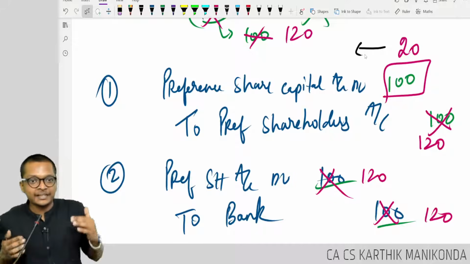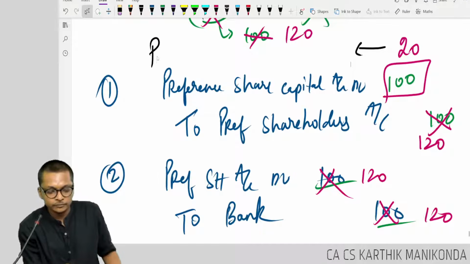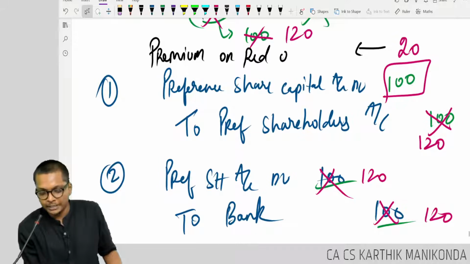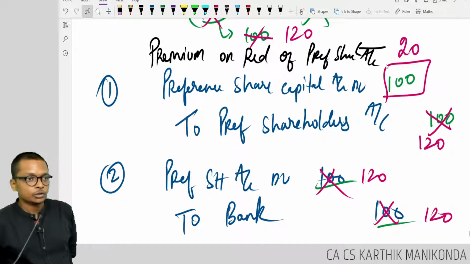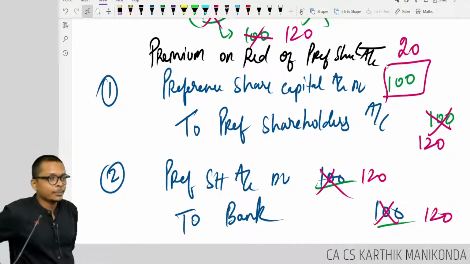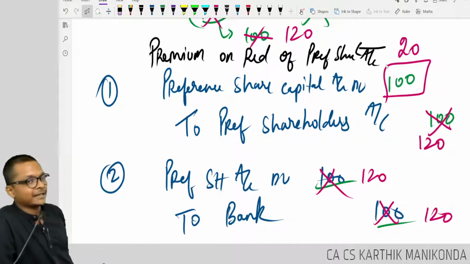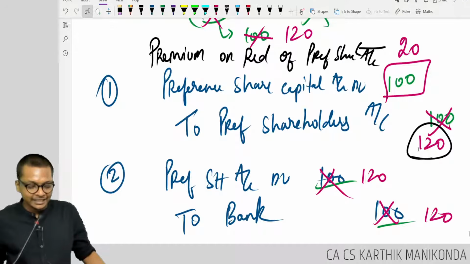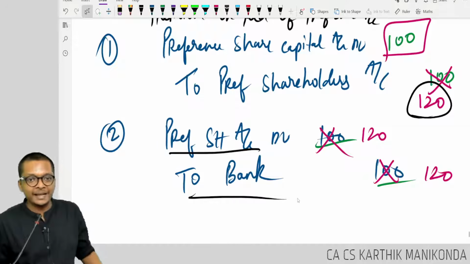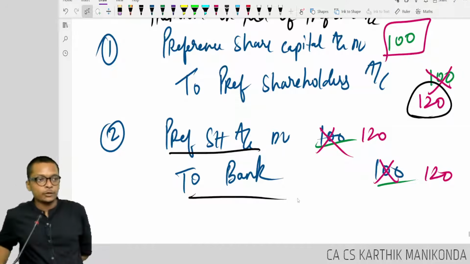So I will create one dummy temporary account called premium on redemption of preference shares account. Are you following, guys? So how is the first entry going to look? Premium on redemption of preference shares account debit 20. Preference share capital account debit 100. To preference shareholders, the liability to pay you is 120. Second entry is preference shareholders to bank 120. Are you following these two entries?